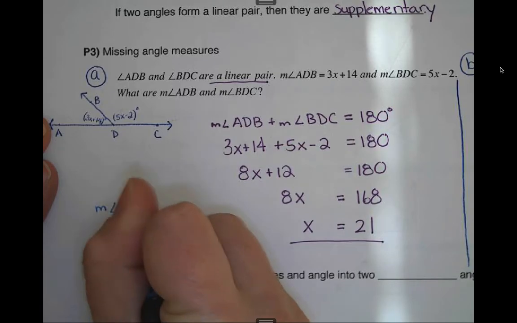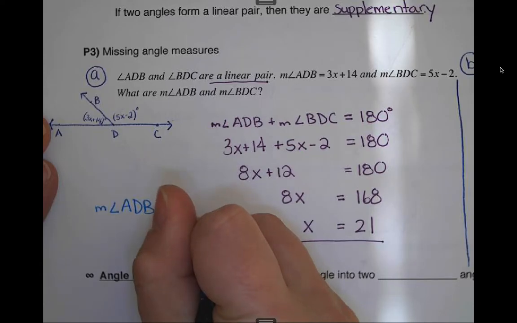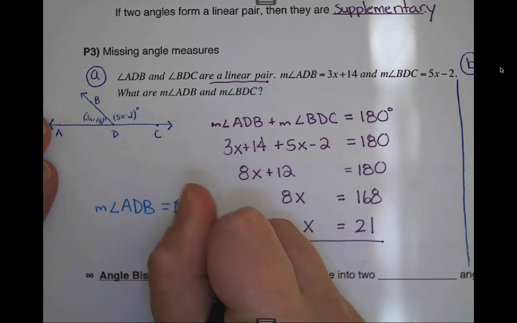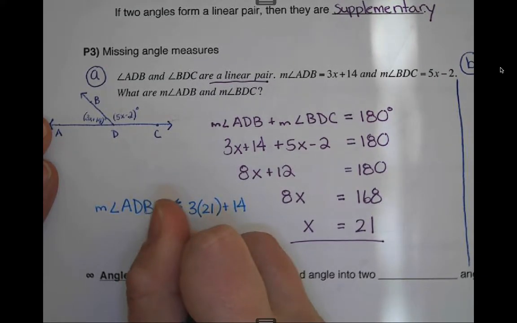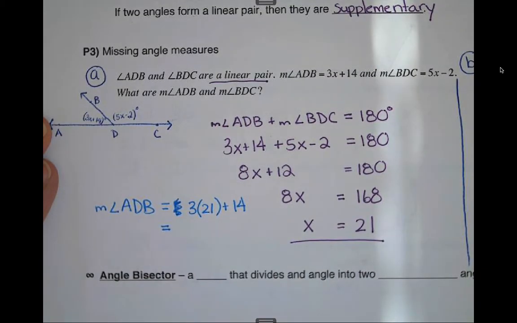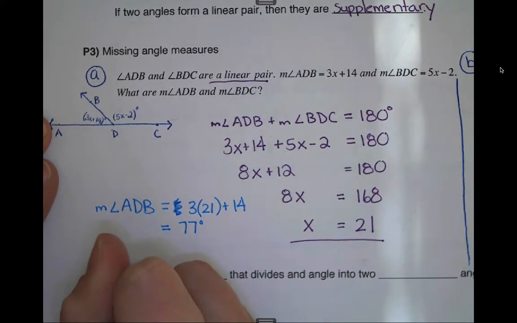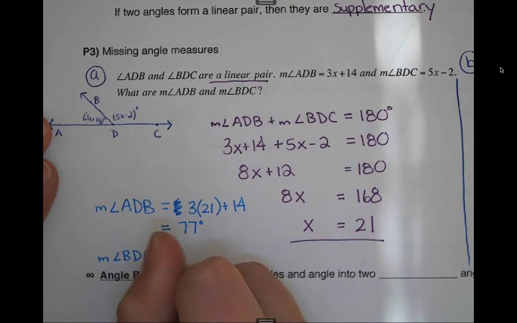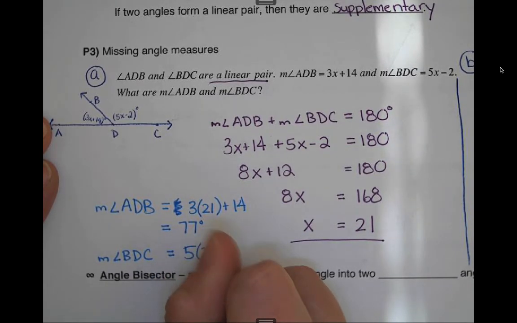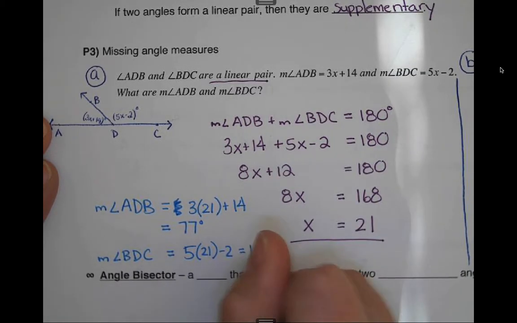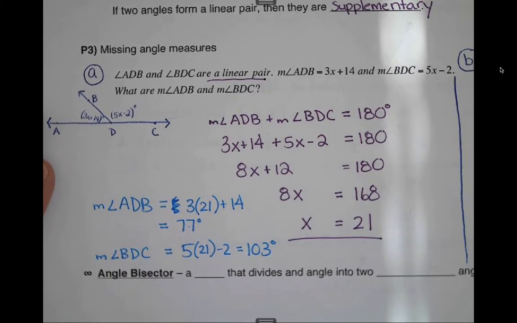Measure of angle ADB, I'm going to substitute in 3 times 21 plus 14. So ignore my first marking there. ADB should measure 77 degrees. And then the measure of angle BDC ends up being 5 times 21 minus 2, and that should come out to be 103, which is a good thing because these two are supplementary, so they should add up to 180.